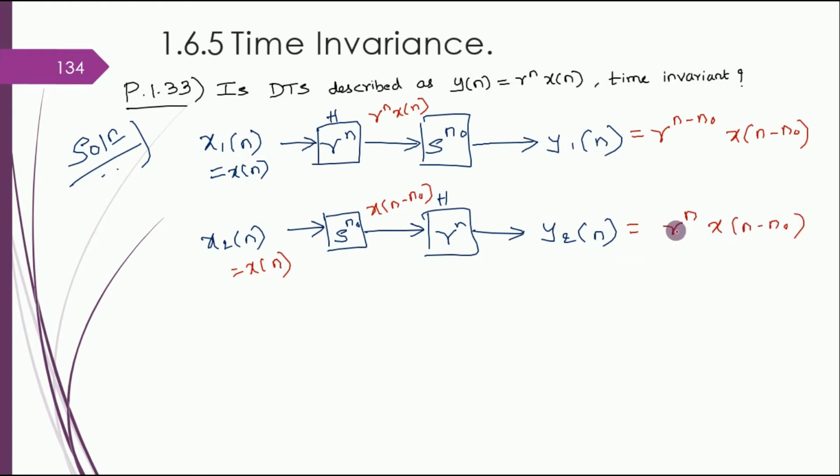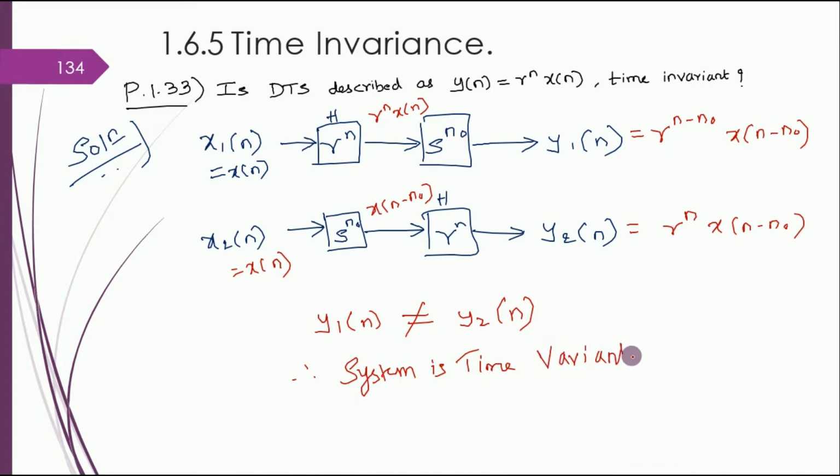Now just check y1 and y2, are they equal? They are definitely not equal. These are not equal because here it is r raised to n, here it is r raised to n minus 1. Therefore, the system is not time invariant, or else you can write time variant. It is varying with a time operator. That's an example for time invariance in discrete time domain. I hope it is clear to you.